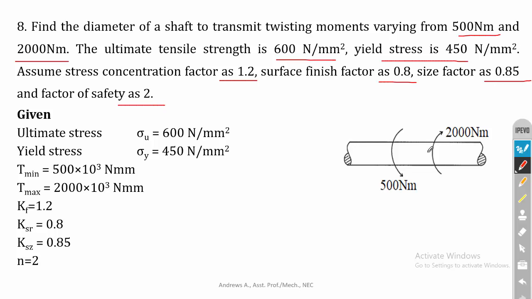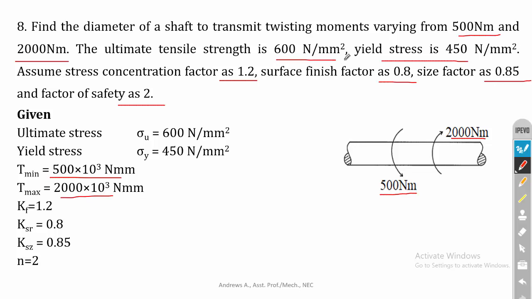2. So here in the problem, the shaft is subjected to a varying twisting moment that varies between 500 Newton meter to 2000 Newton meter. In the torque problems, we don't need to take the minimum load in the negative direction. If the minimum load is given in negative in the problem, then we can take it, or otherwise you can directly take the minimum load value. So T minimum is equal to 500 into 10 power 3 Newton mm, because in the problem it is given in Newton meter. So I am converting it into Newton mm. It is 500 into 10 power 3 Newton mm. Then the T max is 2000 into 10 power 3 Newton mm.